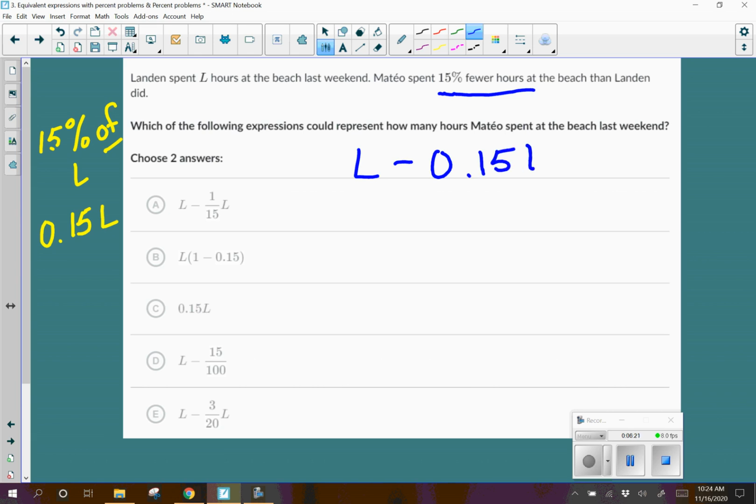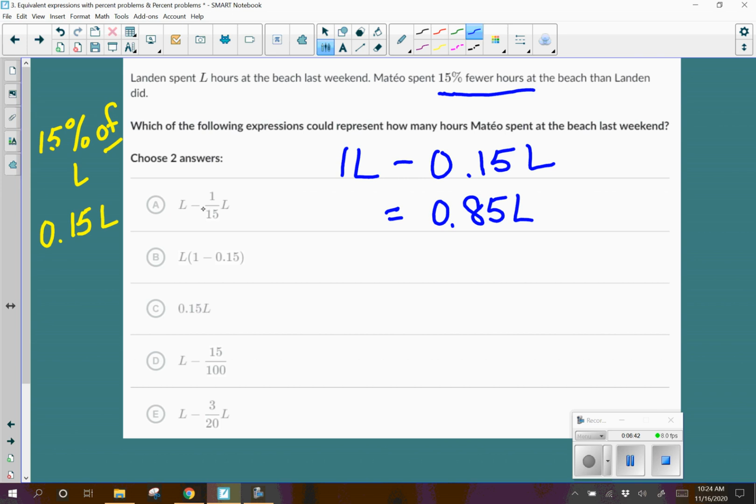0.15L, which if you think about it, again, let's put a 1 in front of our L. 1 minus 0.15 is equivalent to 0.85L. So let's take a look at our answer choices.